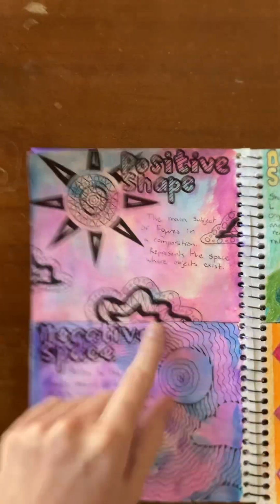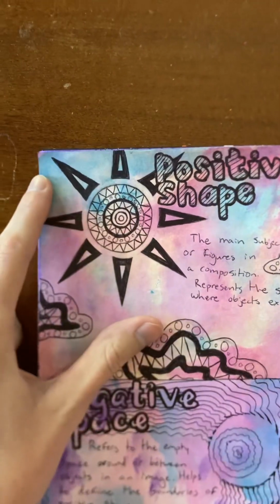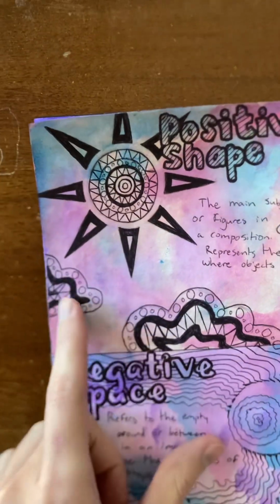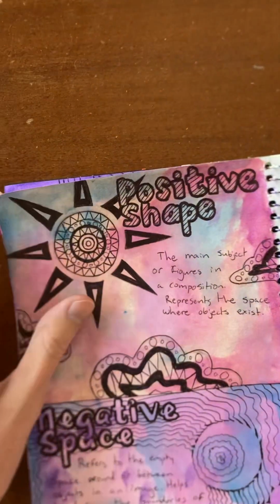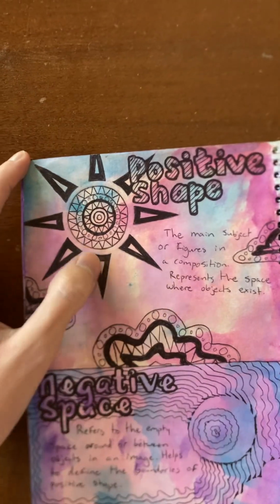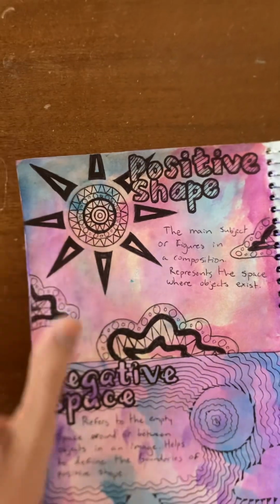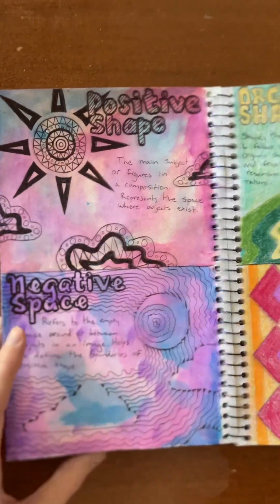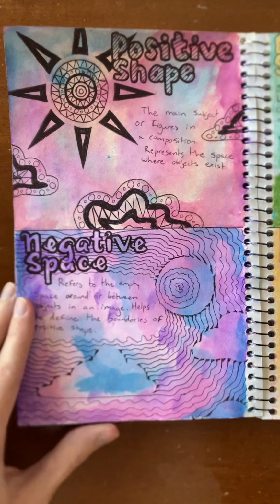So I've got the sun here and some clouds. And then I filled that in using a bunch of different patterns, kind of similarly to the Zentangle. And this one has a watercolor background, and I used a ballpoint pen to make all the patterns and outlines and marks.